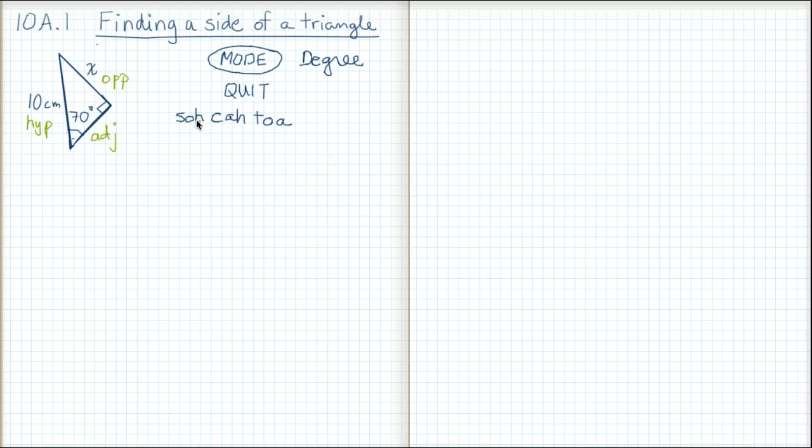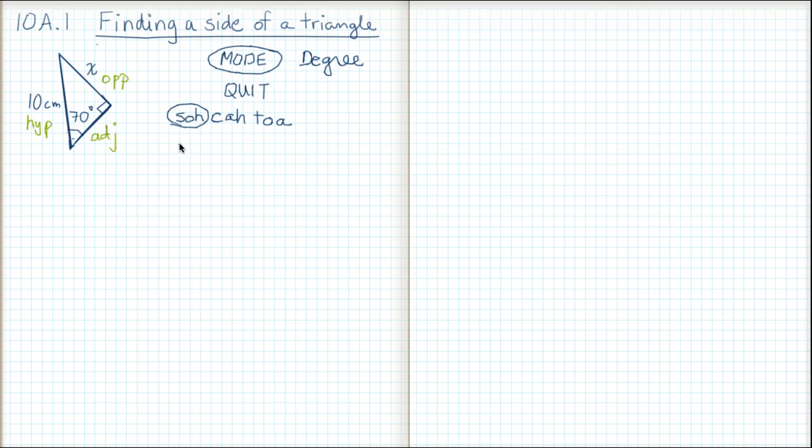So this is opposite over hypotenuse, adjacent over hypotenuse, and opposite over adjacent. So sine is the one I want because that involves the side I'm looking for and the side that I know. I don't want any of the ratios with the adjacent because I don't care about the adjacent, I want to find out the opposite, and I don't know the adjacent either. So this is the one I want.